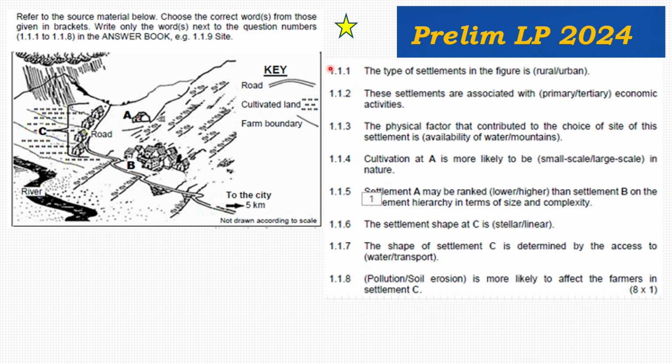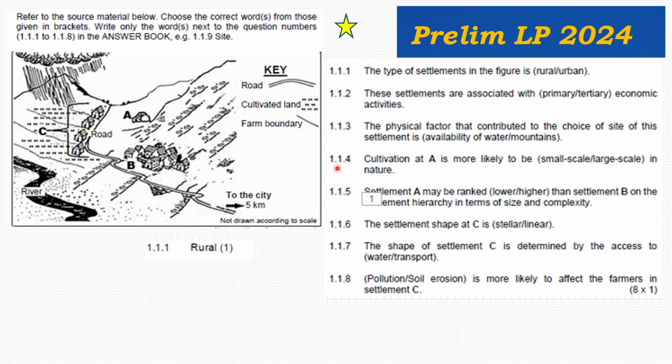Now let's go here. 1.1.1. Identify the type of settlement in the figure. Is it rural or urban? This is obviously a rural area. You can see it is unifunctional, right? Primary activities are dominant there. There's cultivation, there's farming, right? Farm boundary, right? There's farming. We know that farming occurs in our rural area because it is unifunctional. Okay, let's see. Yes, our answer is rural.